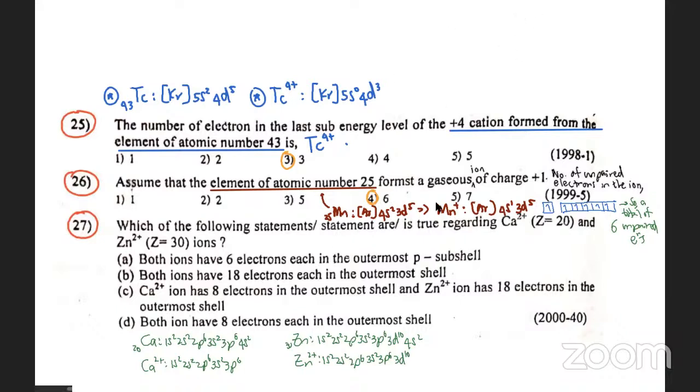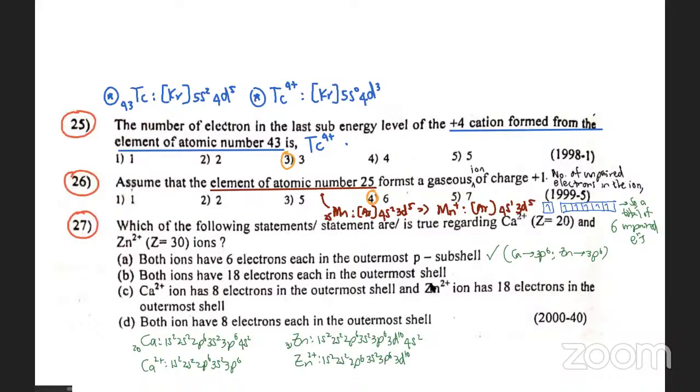Correct. That is correct. Because calcium ends up in 3p6, zinc ends up in 3p6. I mean the outermost p subshell. Both ions have 18 electrons in the outermost shell. Do you agree with that? Yes or no? No, that is wrong.